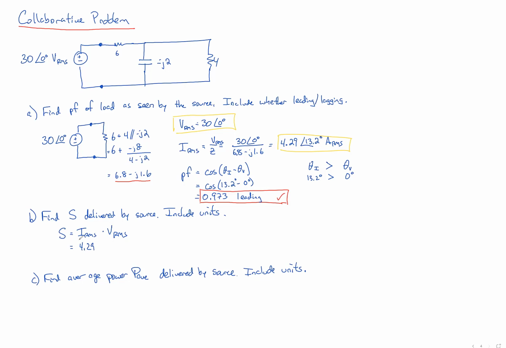4.29. Now, here's the question. Do we put in the angle or not to find apparent power? No. We're just putting in the maximum values, and VRMS is 30, just the maximum value, and that turns out to be 129. And what are the units? I forgot. Volt amps. It's like they couldn't come up with a new name.